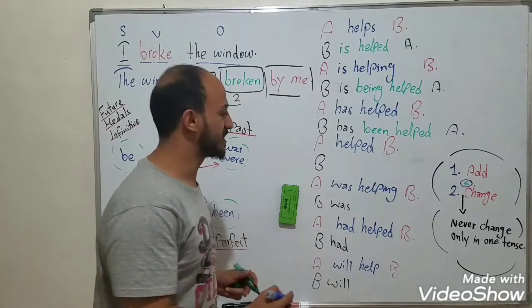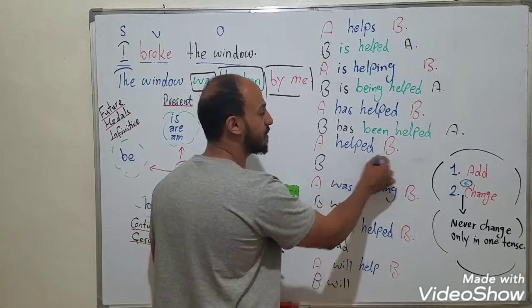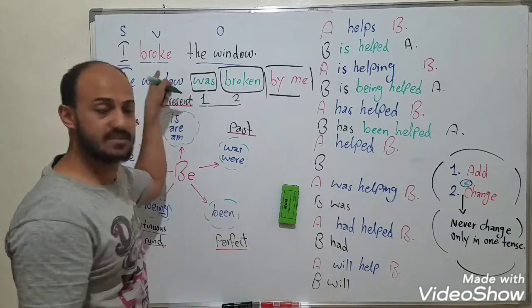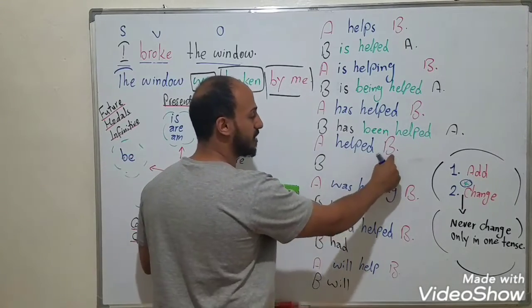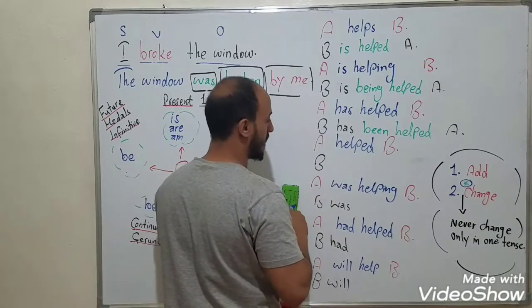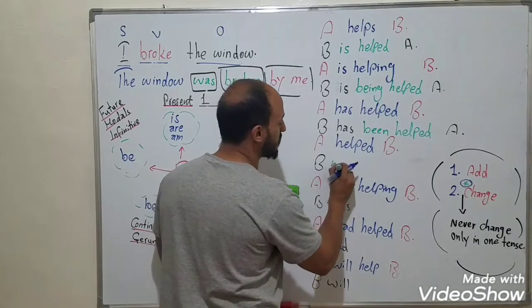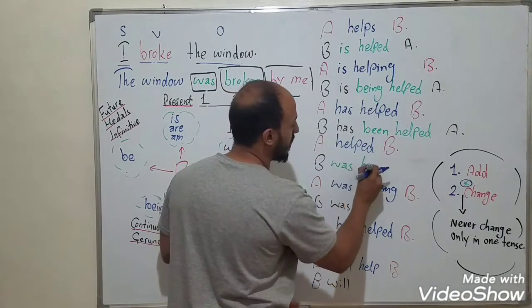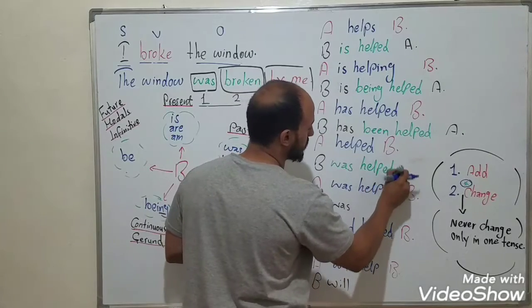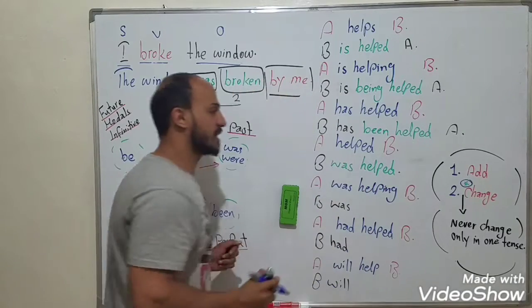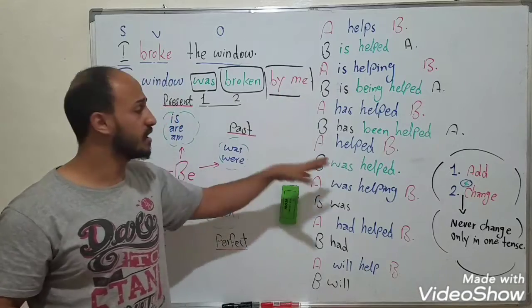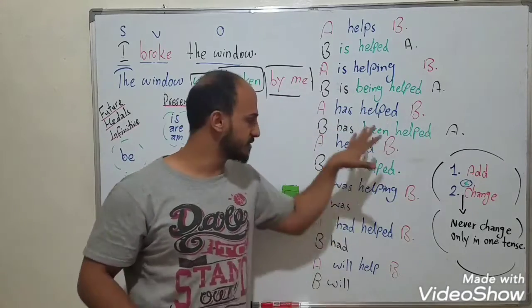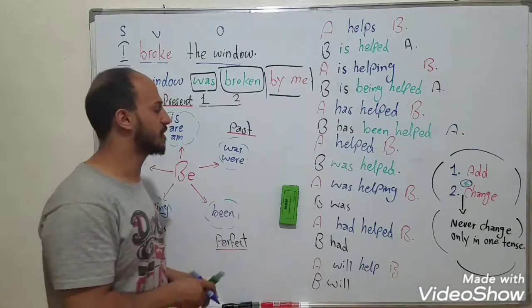So now let's continue. A helped B. This is exactly the same sentence in here, the same idea. A helped B. So B here, okay? Now I'm going to add was, all right? Helped. Okay? Look, guys. When I tell you about by me, I will tell you later after I finish, all right? Let's just focus on one point.